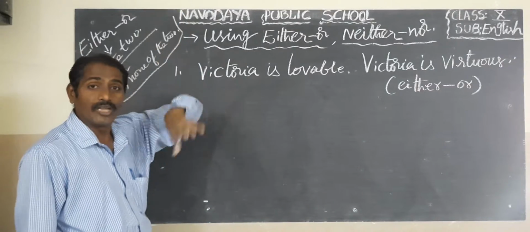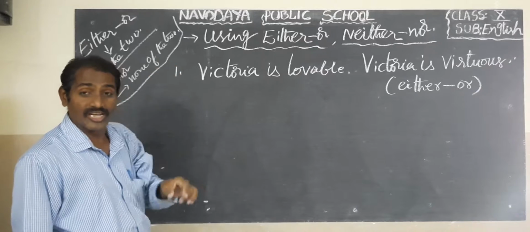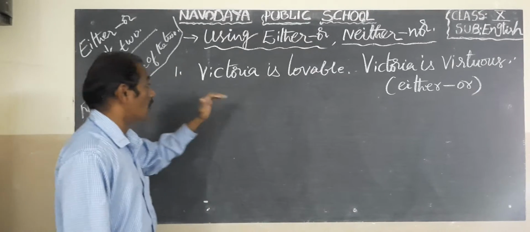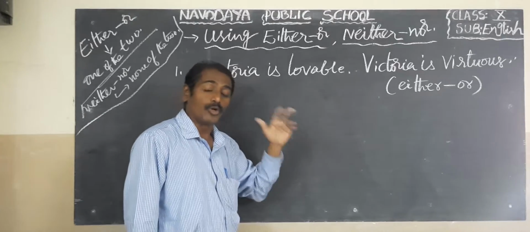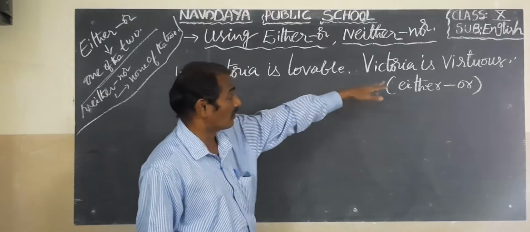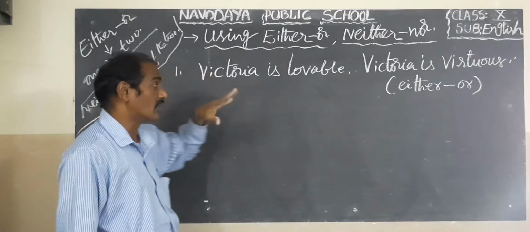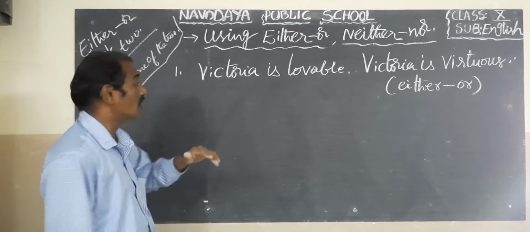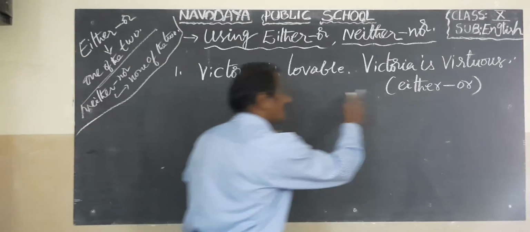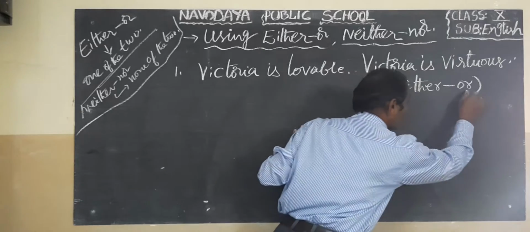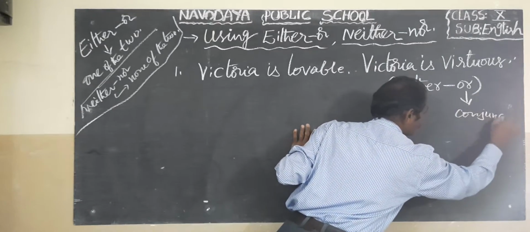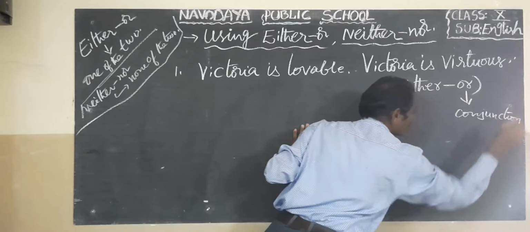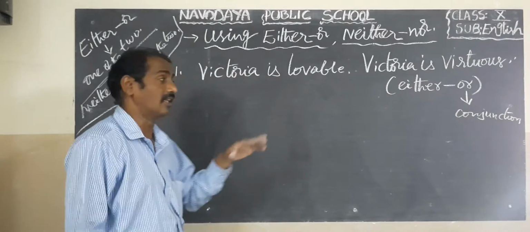So here is a positive sentence, not a negative sentence. How can we judge this positive sentence? Because in this sentence, the adverbs no or not are not found. So this is one sentence, this is the second sentence, and here we use the conjunction or.